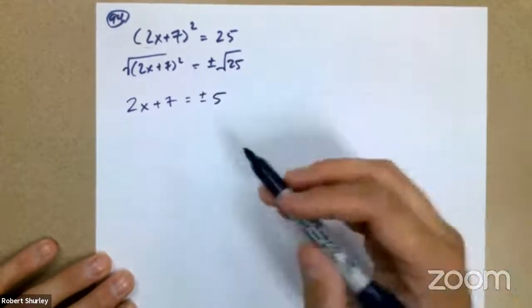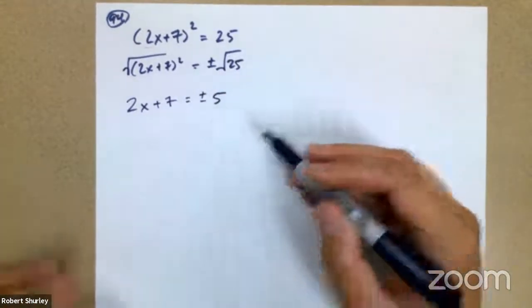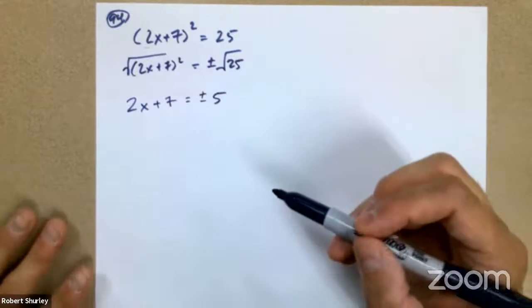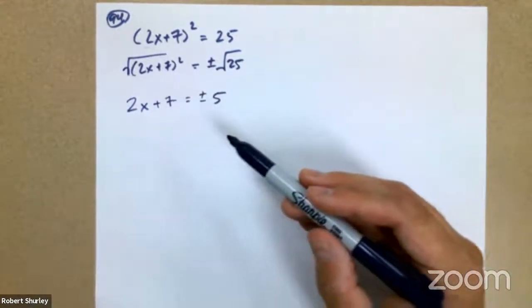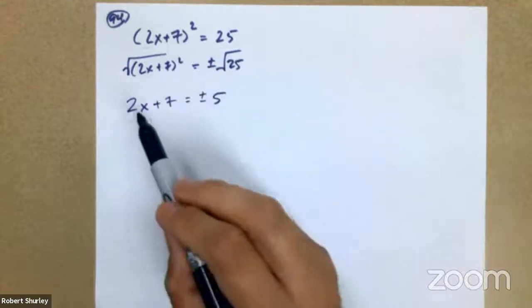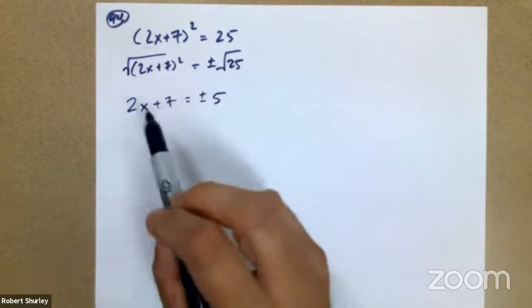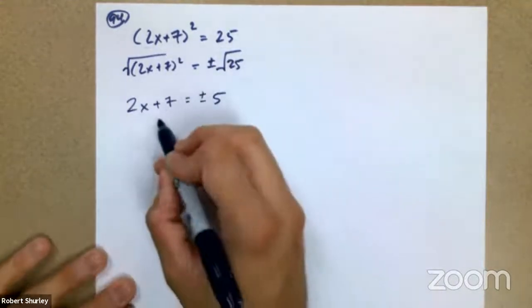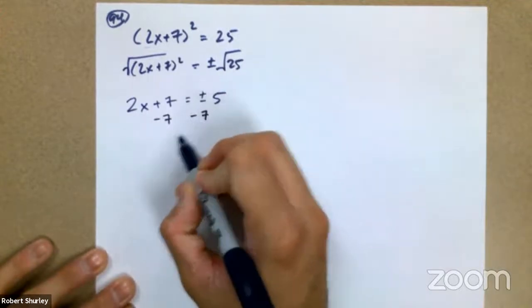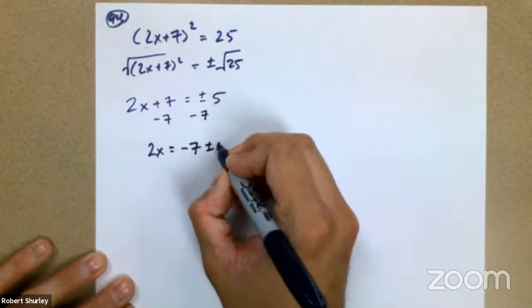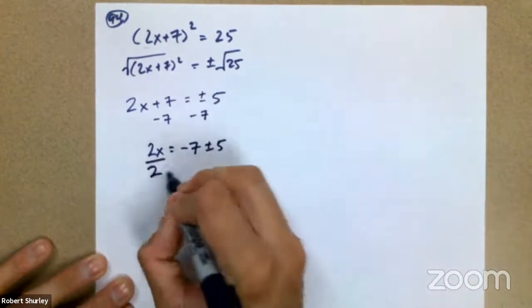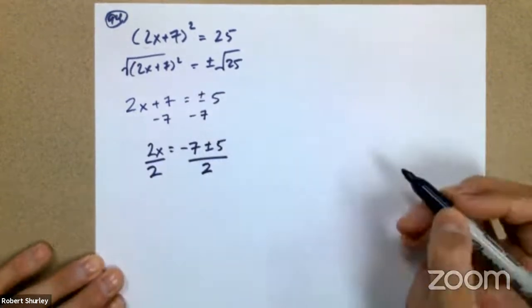Now, when you do this, you can either split these into two equations now, or you can wait till the end. I'm going to wait till the end to show you how to simplify this one, because it's a little bigger to simplify. So first I'm going to subtract the 7, to get 2x equals negative 7 plus or minus 5. And then I'm going to divide everything by 2.